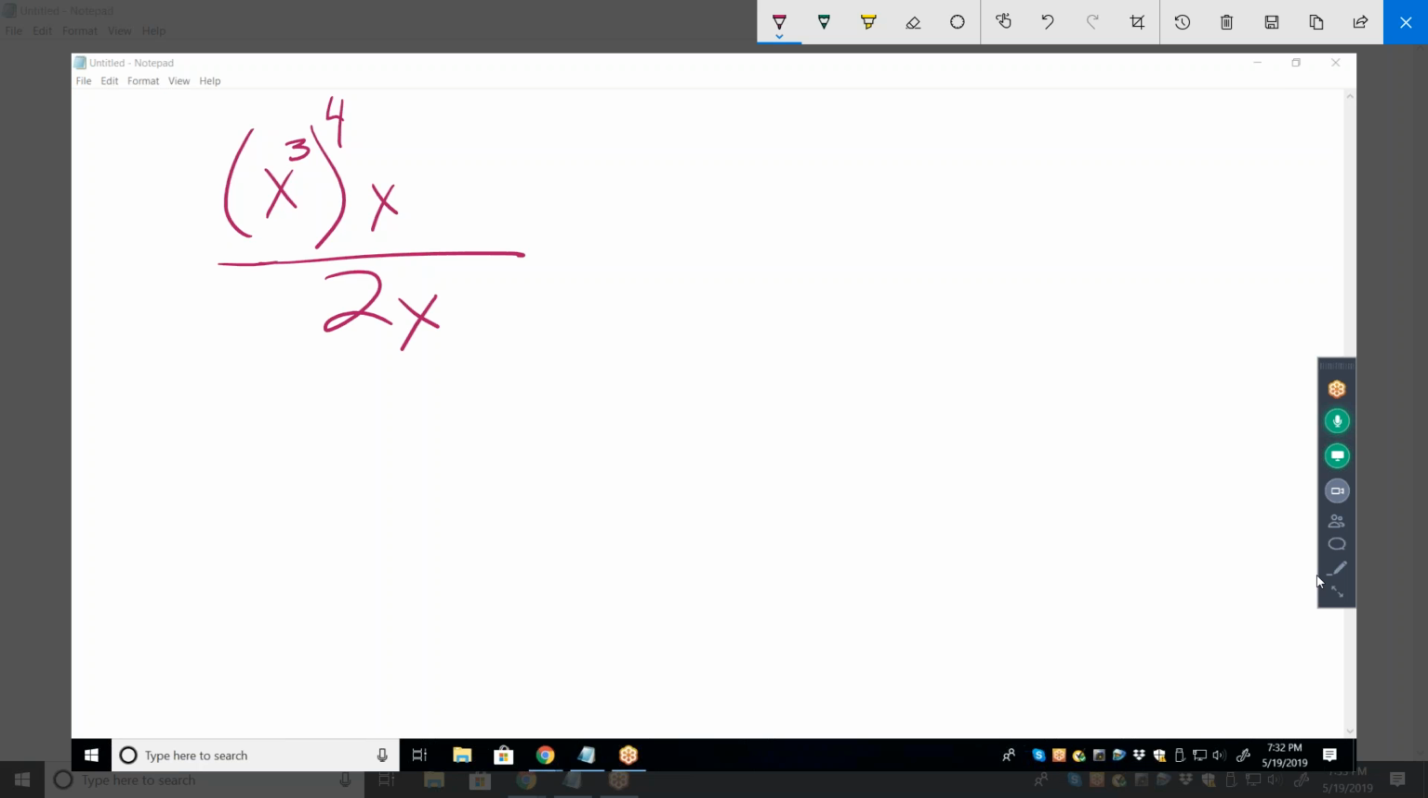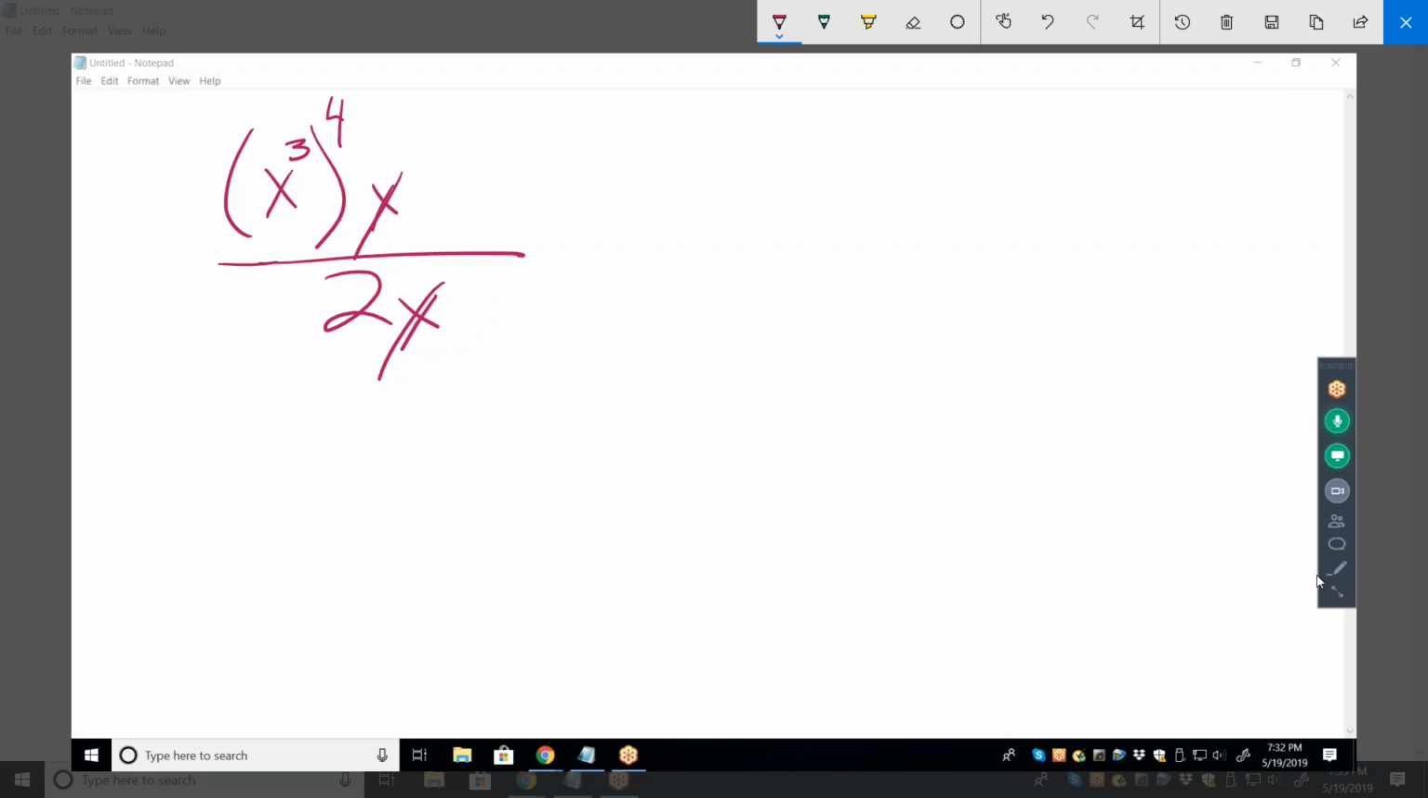Isn't it do the exponents? Well, there's an even easier step here. We got an x in the numerator and we got an x in the denominator, and they're both being multiplied. There's no addition being added to them. So we can immediately cross those off.